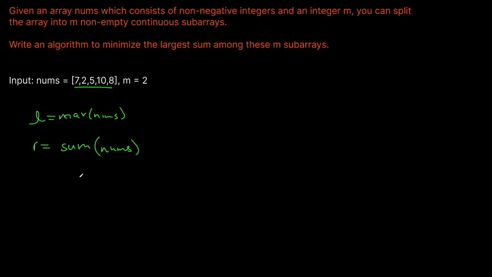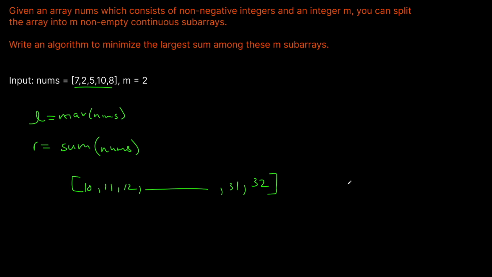So what is it for our problem here? What's the maximum of nums? It's going to be 10. And what's the maximum sum we have here? 7 plus 2 is 9, plus 5 is 14, plus 10 is 24, plus 8 is 32. So that means that we have the numbers between 10 and 32 to work with, right? This is our search space.